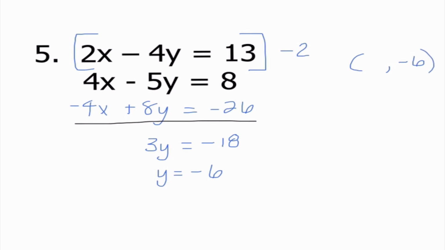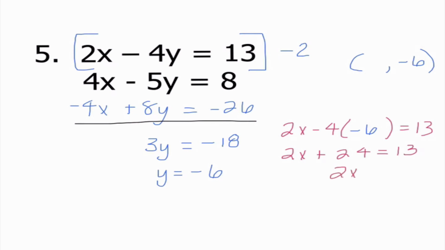To get the other half, I'm going to go ahead and substitute into the first equation. Remember, it does not matter which equation I choose to use. So in that first equation, I'm just replacing y with -6. So I get 2x plus 24 equals 13. When I subtract 24, I get 2x equals -11. So x is -11/2.